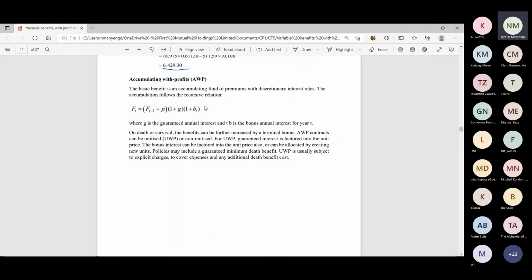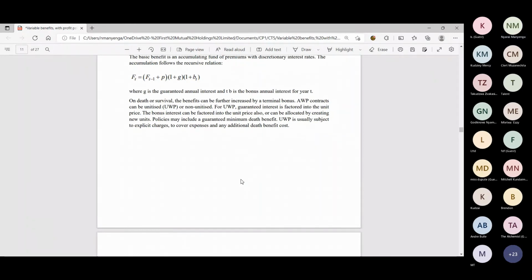But we also need to take into account that the fund value would need to cater for any charges taken to administer the fund, like administration charges and fund management charges. So it operates in a similar way to a unit-linked contract. On death or survival, the benefit can be increased by a terminal bonus, and accumulating with profit contracts can be unitized or non-unitized.